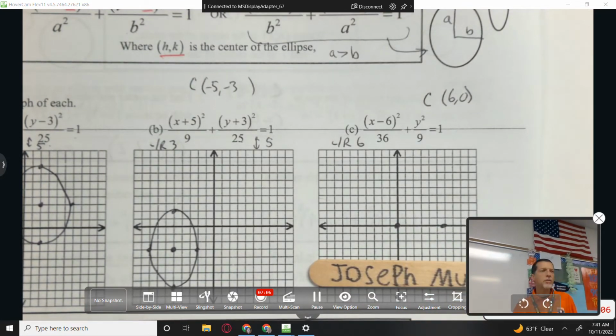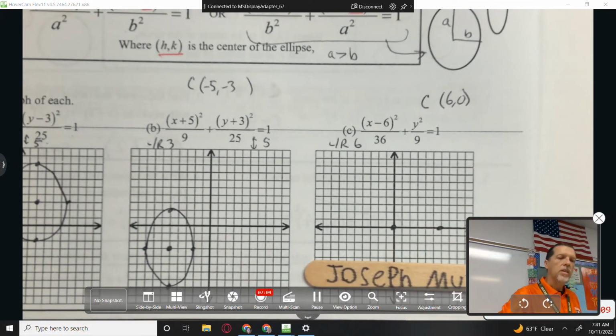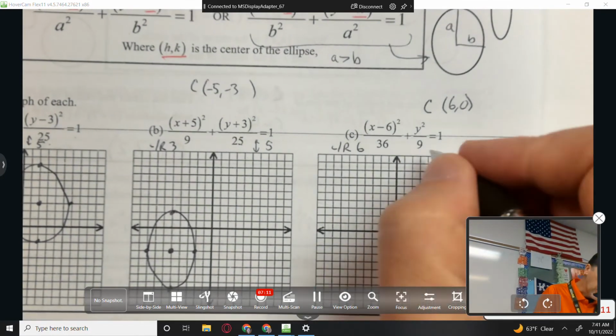Joseph, how about the 9? What do we do with that? Square root it, up and down 3. Good. Square root it, up and down 3. Perfect.